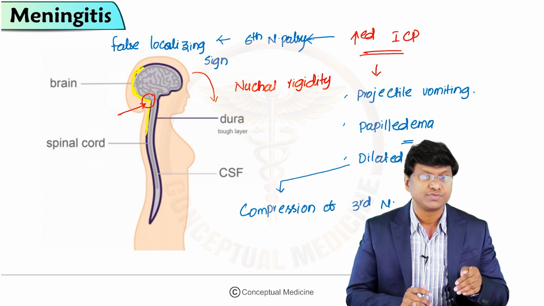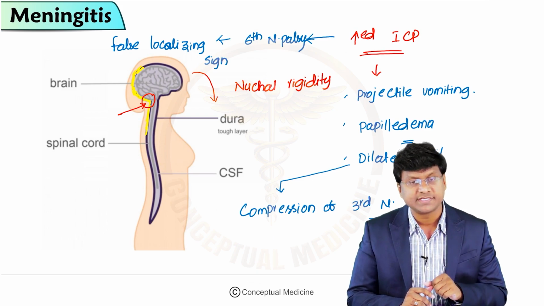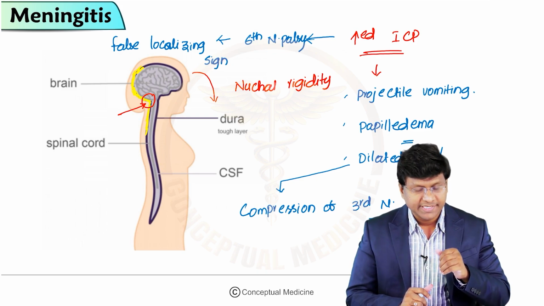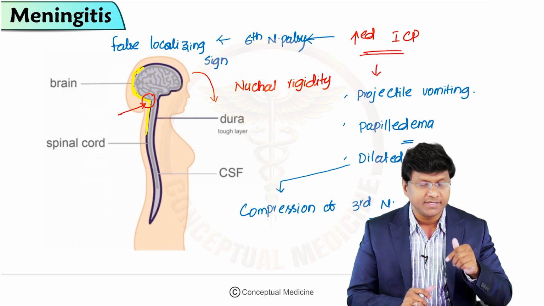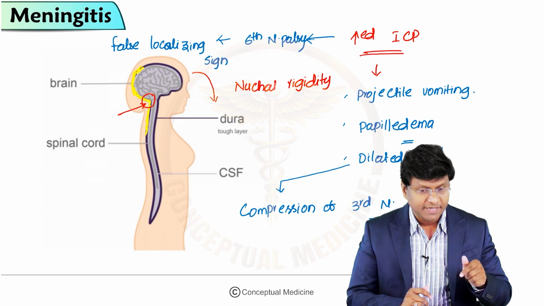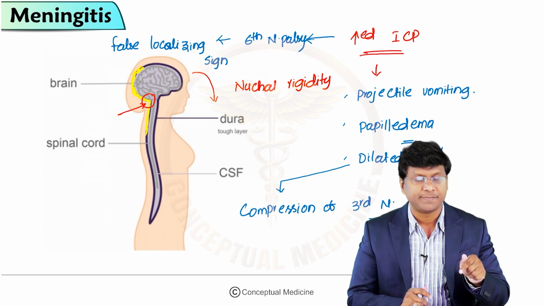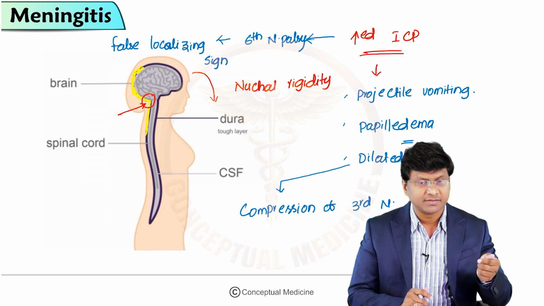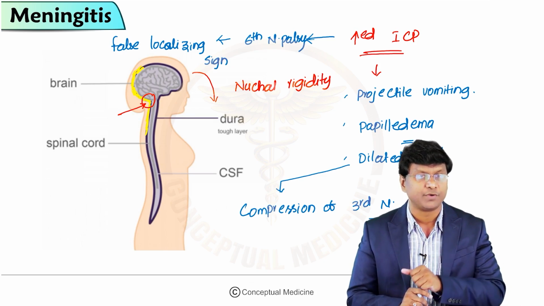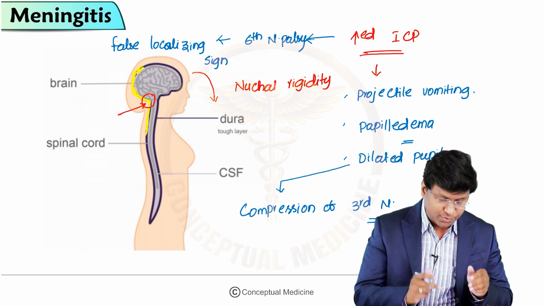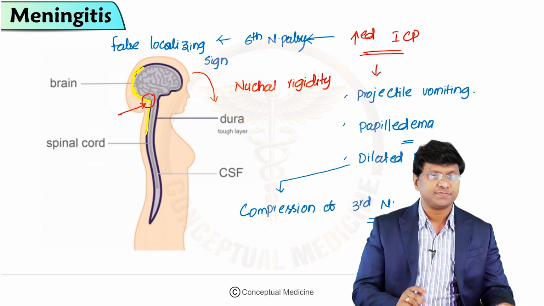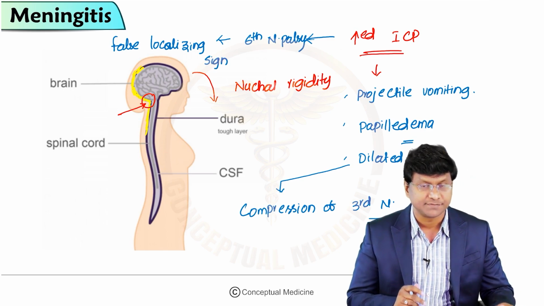So why am I using the word false localizing sign? Actually, the sixth nerve nucleus is present within the pons. So if there is damage to the pons, then the sixth nerve palsy will be there. But if you are finding the features of sixth nerve palsy in the individual because of raised intracranial pressure, you may think that the site of lesion is within the pons, but it is not actually. That is the reason why I am using the word false localizing sign.